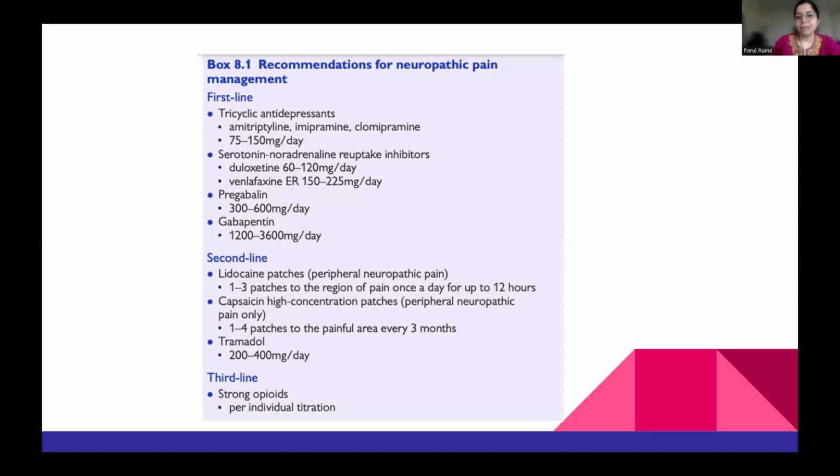In the third line, when all the treatments have failed, we can go for the stronger opioids as per individual titration.